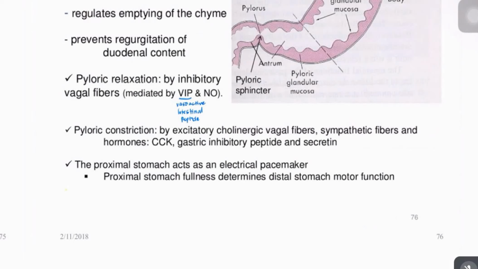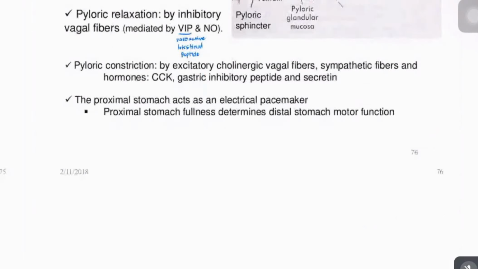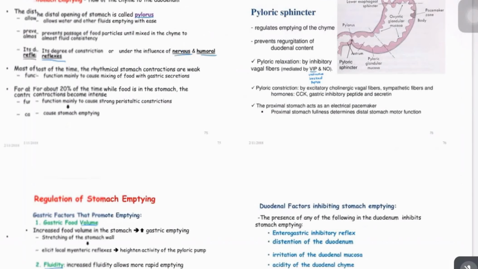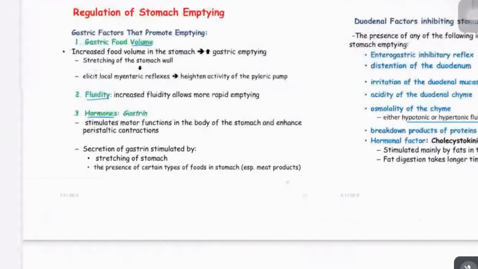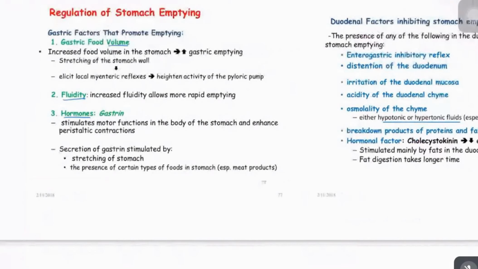The proximal stomach acts as an electrical pacemaker. Take note, proximal stomach acts as electrical pacemaker. Your proximal stomach fullness determines the distal stomach motor function. And the regulation of the stomach emptying, we have factors here to promote emptying.